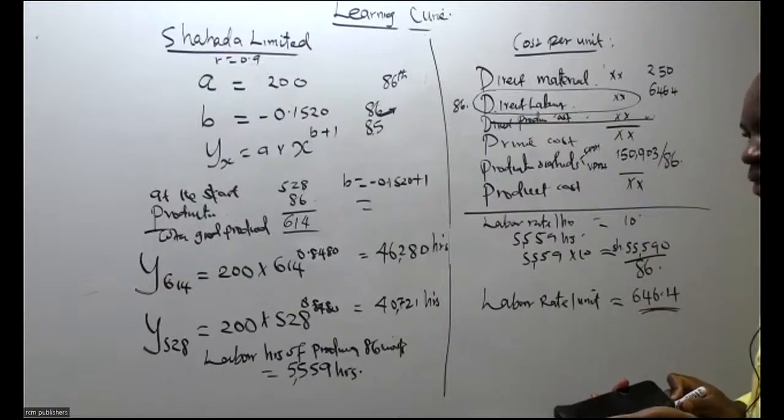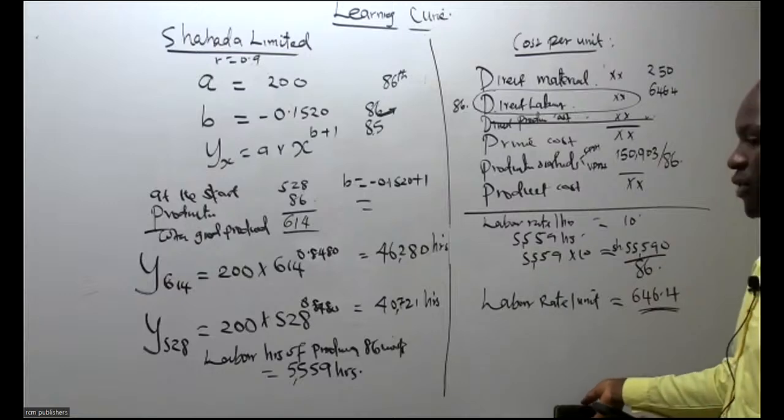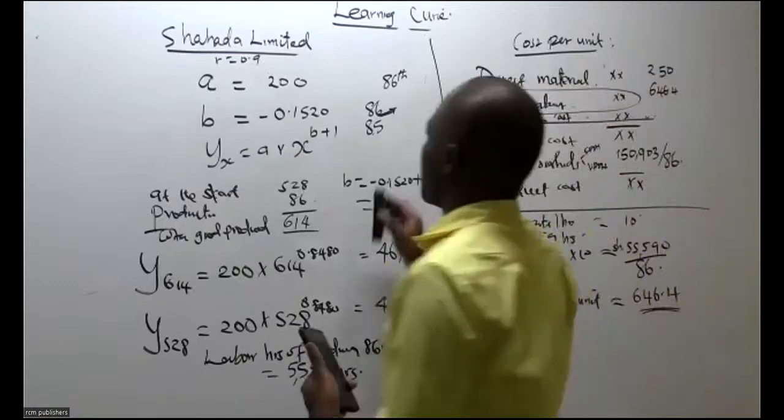Ni ngapi? 15903 divided by 86. 15903 divided by 86 for us to get production overheads. Tutakuwa na ngapi?